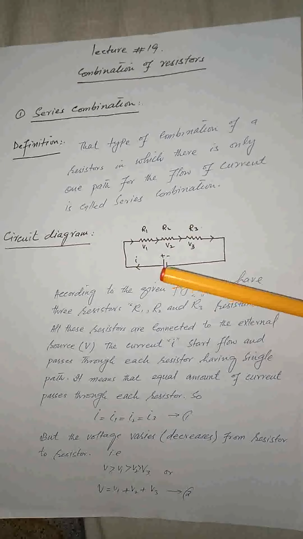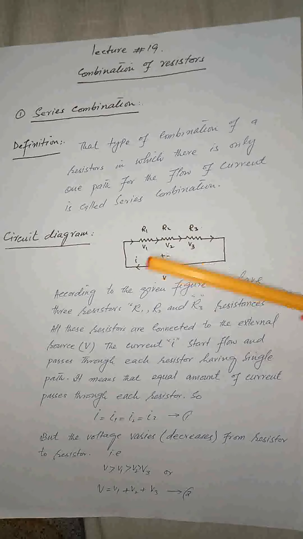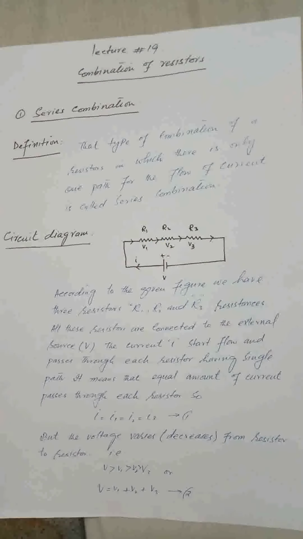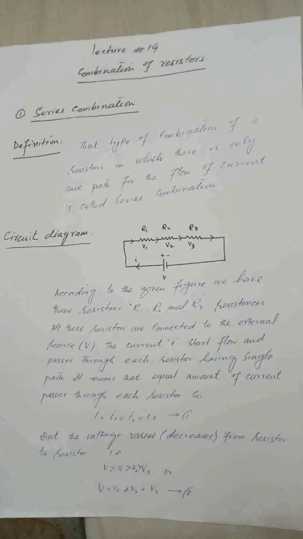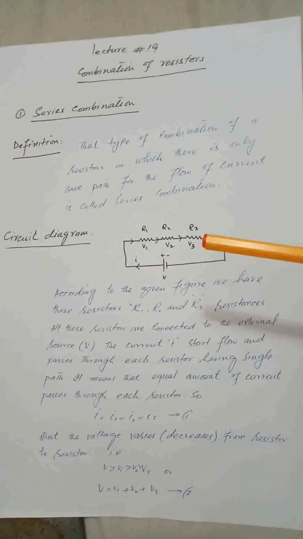Now when the battery is switched on, current supply is started to the circuit, current will flow, will pass through the first resistor, then to the second resistor, then to the next one. Now in this case, voltage drop across the first resistor is V1, across resistor 2 is V2, across resistor 3 is V3.